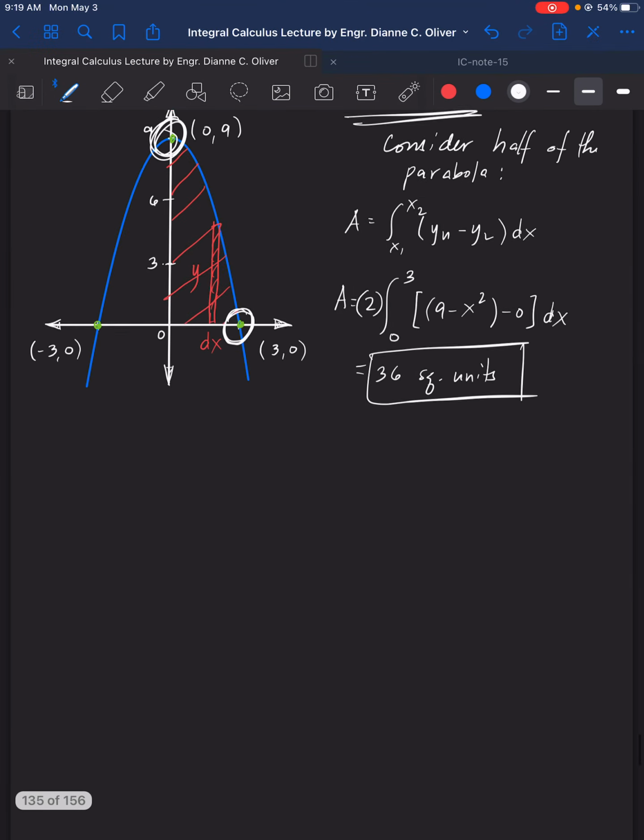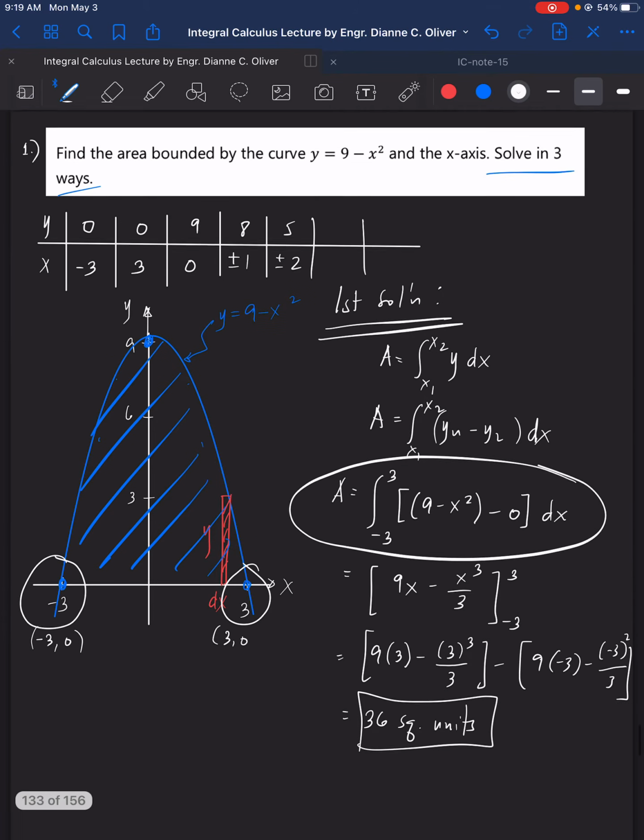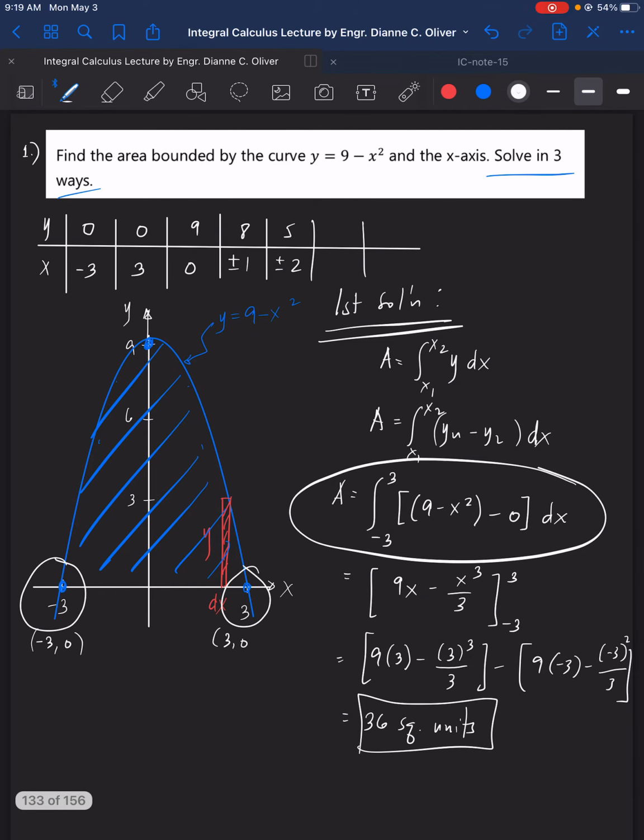So all 3 solutions lead to the same answer. All 3 solutions provide ways on how you use the area strip, on how you derive formulas in order to solve the area of this figure. So this is for your number 1. Screenshot first. So all you need to do is to sketch and then solve.